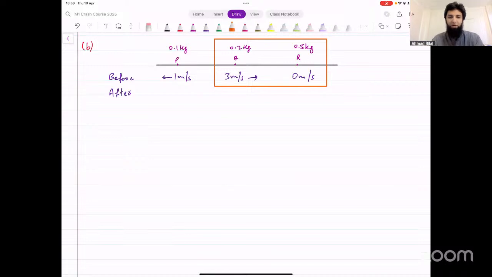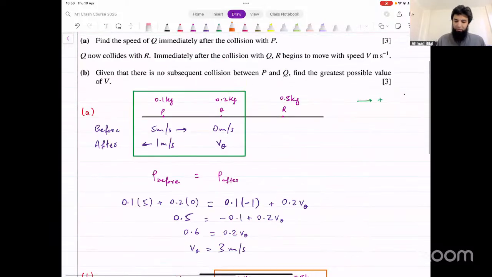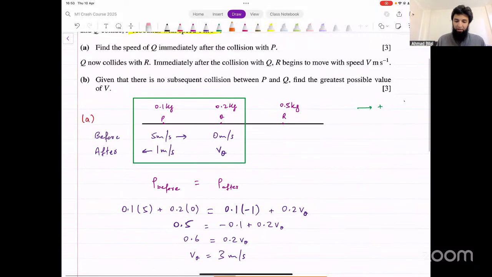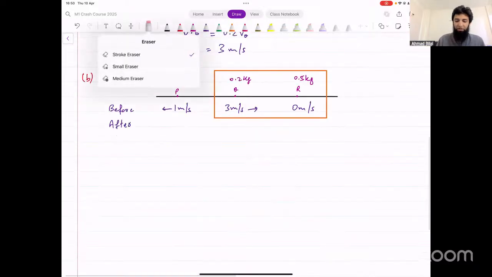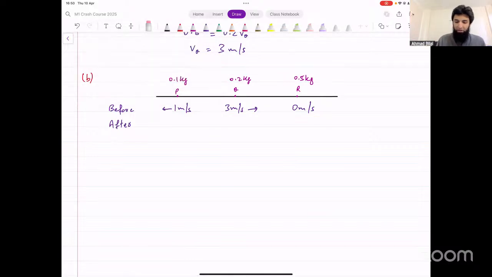Now what happens is Q and R, these two particles, collide with each other. Immediately after this collision, R begins to move with speed V meters per second. So the speed of R after collision is V meter per second. Let's write that down, V meter per second.